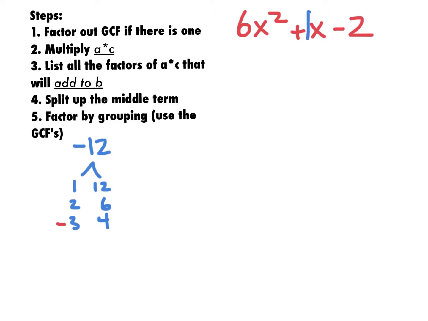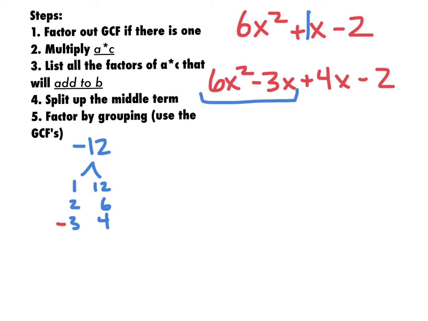So now I'm going to split up the middle term. So what I mean by that is write 6x squared. Now it doesn't matter what order you write these two numbers in, but let's just write out minus 3x plus 4x minus 2. So as you can see, I haven't changed this at all because negative 3x plus 4x is still just 1x. Now I'm going to factor by grouping. To do that, we're going to use the GCFs. So I'm going to find the greatest common factor of these two numbers and the greatest common factor of these two numbers.